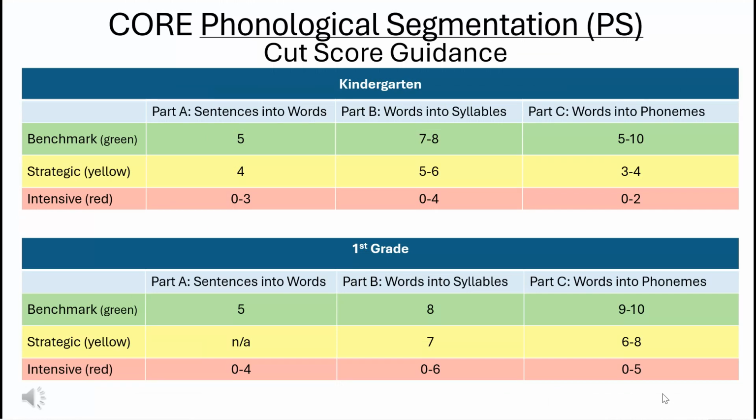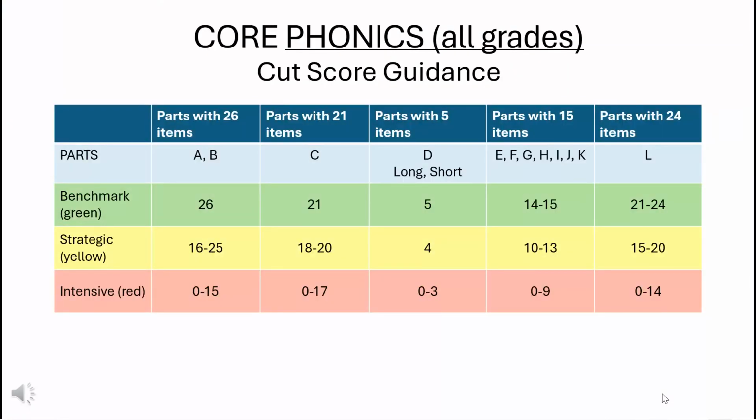The data in Tableau will align itself to the CORE cut score guidance that is found in the Assessing Measures book. This allows us to identify different performance levels of our students. This chart in front of us is specific to phonological segmentation, and we can see how kindergarten and first grade have different cut points for benchmark, strategic, and intensive in the different parts, part A, B, and C of phonological segmentation. Cut scores are also provided for CORE phonics measures.